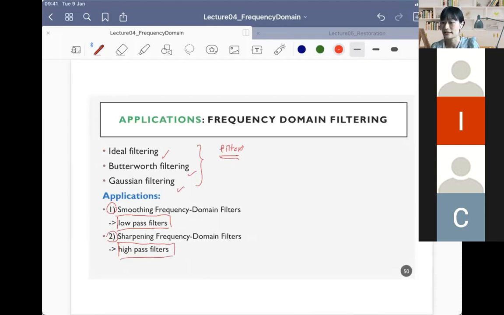And second, I will talk about the high pass filter. So at the end of this topic, you will probably see what the low frequency of the image looks like, and what the high frequency image actually looks like when we take the frequency domain image past the high pass filters.